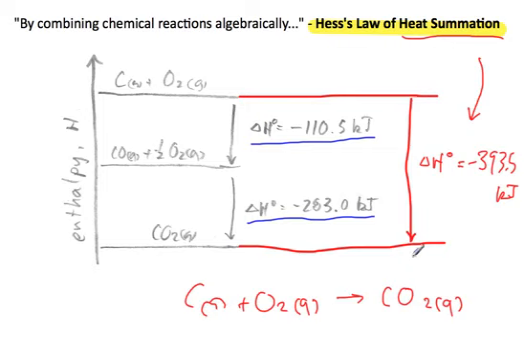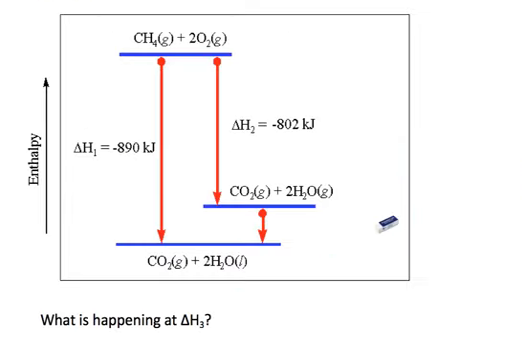And the addition of those delta H just gives us the delta H for this overall equation. So in a nutshell, that's Hess's law of heat summation. Let's look at another example here, and again, you'll see kind of how it works.